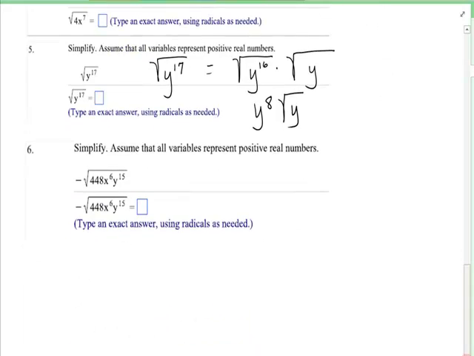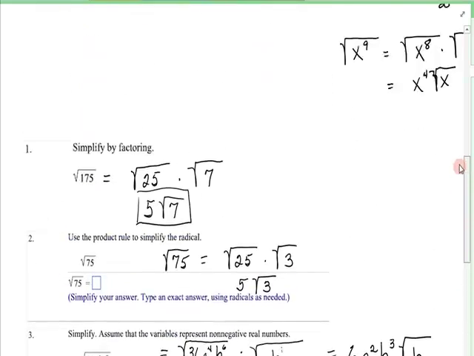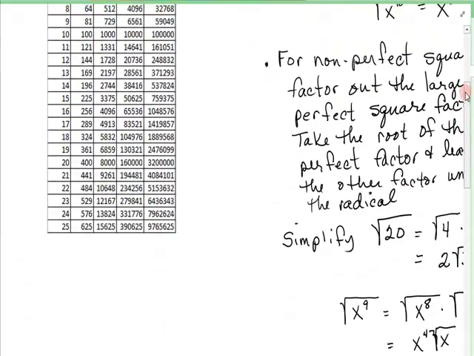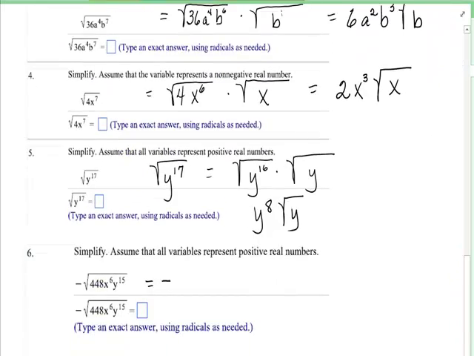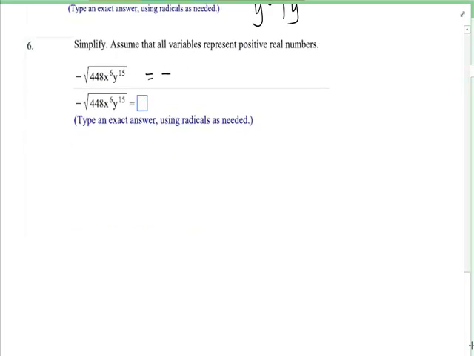Let's look at this last one. All right, negative sign on the outside of a square root is fine. It just becomes part of the answer. 448, is that a perfect square? Let's go look. Nope, 448 is not in my list. So I'm going to have to simplify it, and I want to show you my technique for simplifying large numbers, trying to find the largest perfect square factor. All right, this is just my technique.